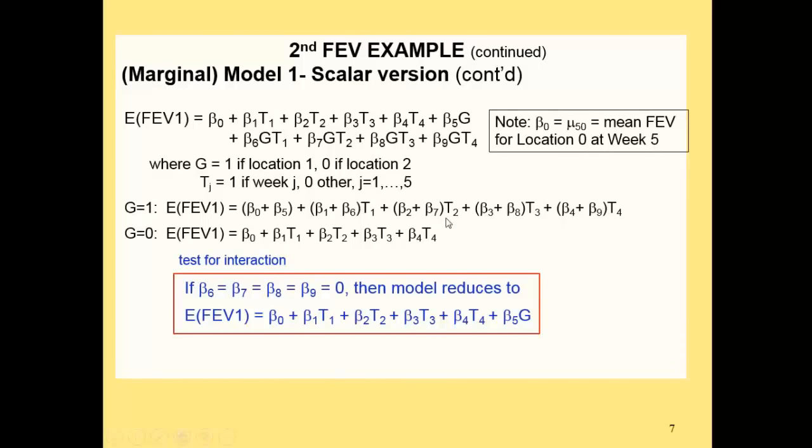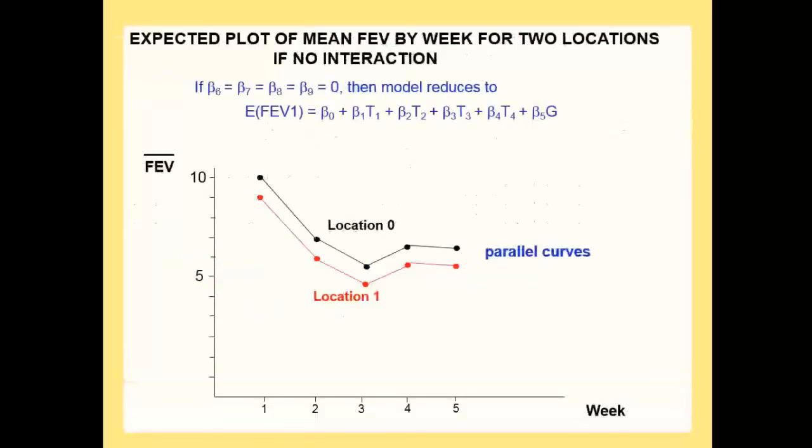What if there's no interaction? How would you state that? See what I've written down at the bottom of the screen? Beta 6 equals beta 7, beta 8, beta 9 equals 0. Does that make sense? If all those product term coefficients are 0, there's no interaction, right? That's no interaction. So if you wanted to test for that, that would be the chunk test for it.